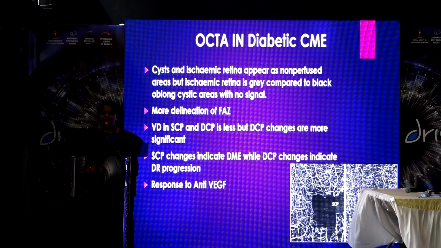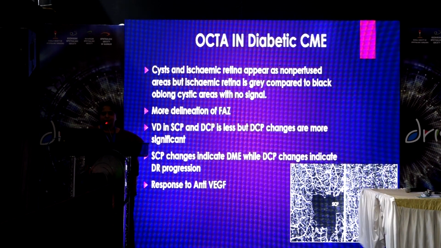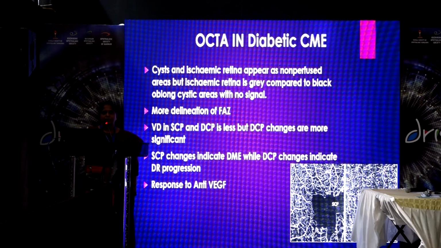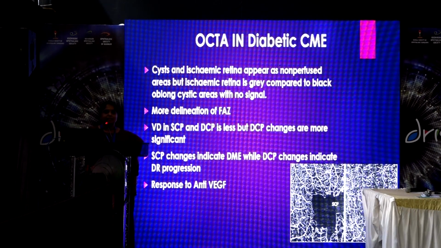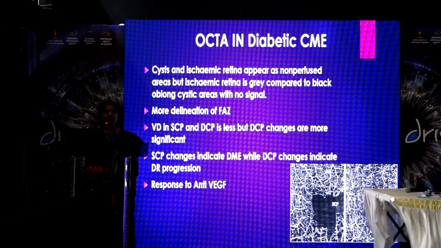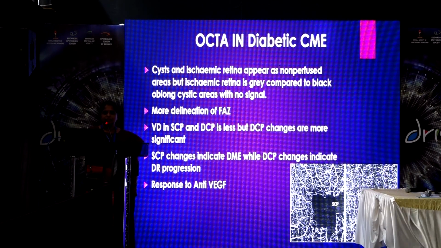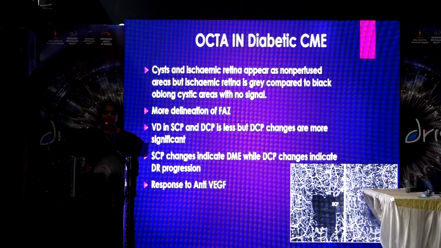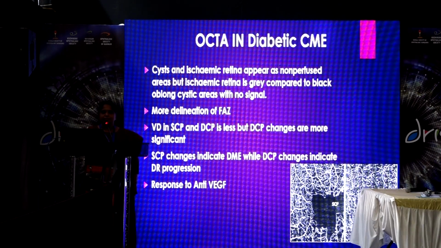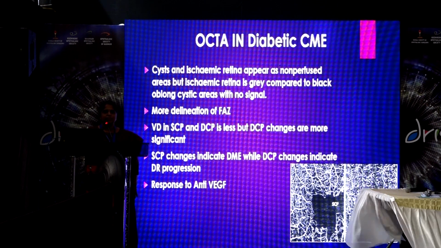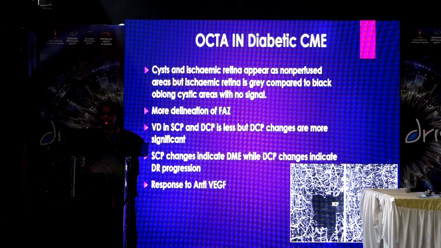Now, what are the OCTA findings? Both the cyst and ischemic retina appear as non-perfused black areas, but the cysts are blacker, while the ischemic retina is more greyish in color. And also the vessel density in the superficial and deep capillary plexus plays an important role in prognosis. Both are reduced in diabetic patients, but the superficial capillary plexus changes indicate more of macular edema, while the deep changes indicate more progression of diabetic retinopathy. And also we can assess the response to anti-VEGF, whether the vessel density is coming back to normal with your anti-VEGF treatment. That is also important.